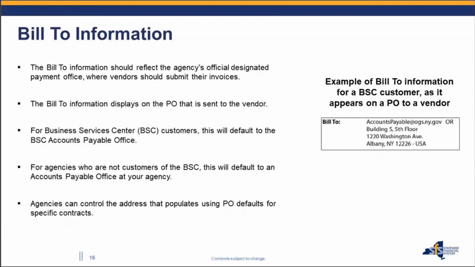And now bill-to information, equally as important as the ship-to information, right? These vendors need to know where they are sending their invoices to and how they will be receiving their payment. So the bill-to information on your purchase order should reflect the agency's official designated payment office. Now, for those agencies that are hosted by the Business Services Center, that designated payment office will be the BSC Accounts Payable Office, and you see that example listed over to the right-hand side. For any agencies that are not hosted by the BSC, the designated payment office would be the office within their company, right? So the agency's official designated payment office outside of the Business Services Center. Agencies can also control the address that populates for this bill-to information using the PO default section on the purchase order in SFS.